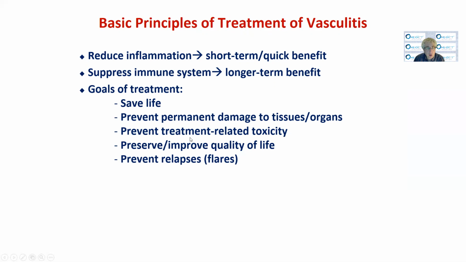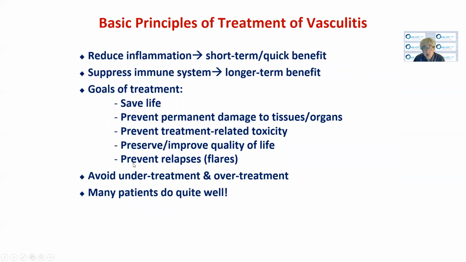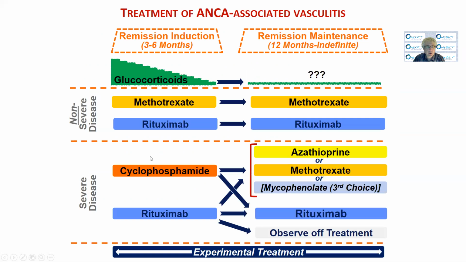common. All of these goals of treatment may not always align, and we have to carefully balance this. We want to avoid undertreatment and overtreatment, which is a problem in this disease. Many patients, by the way, do quite well and go on to have excellent lives. I don't want you to think it's always bad. We have much better treatment than we had 20 years ago, but we can do even better. And that's the goal of our research.